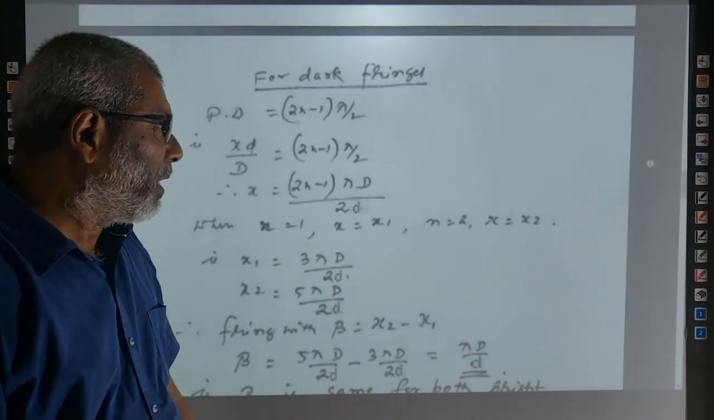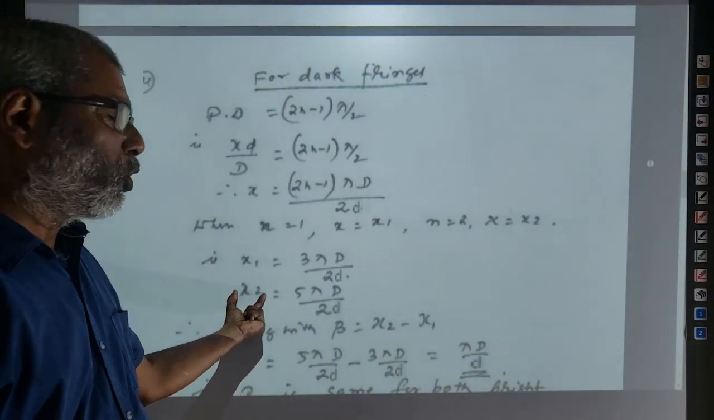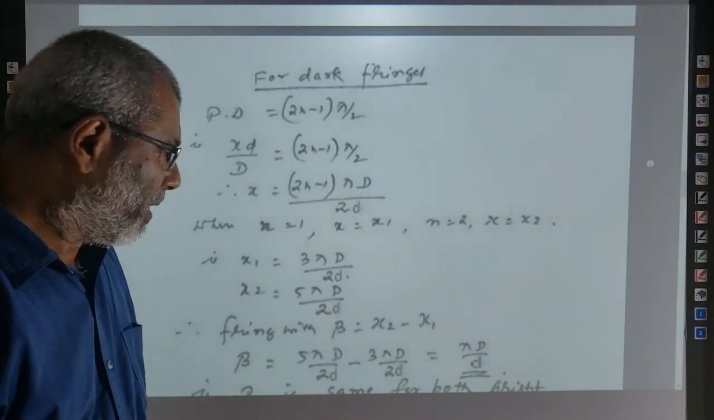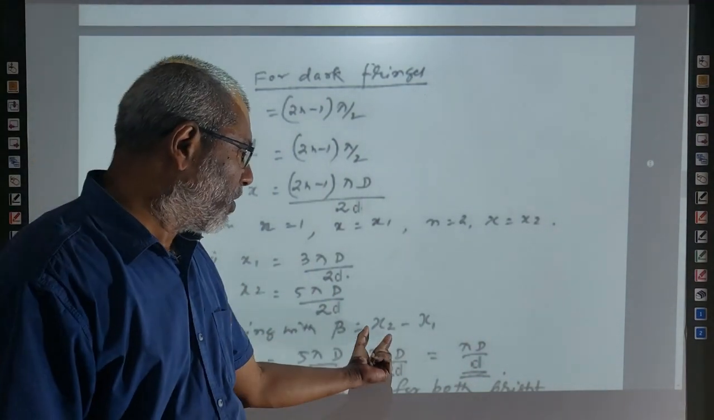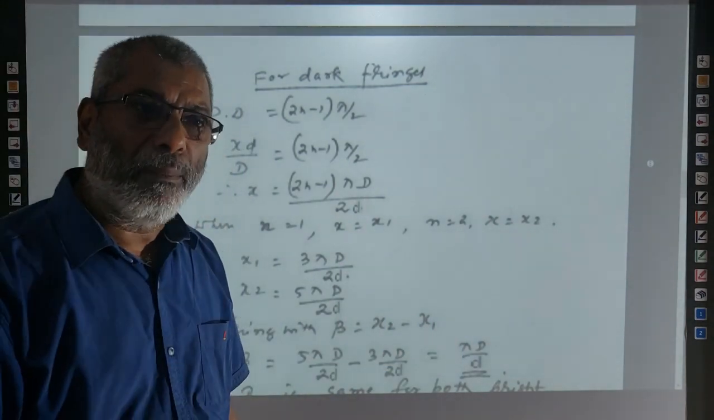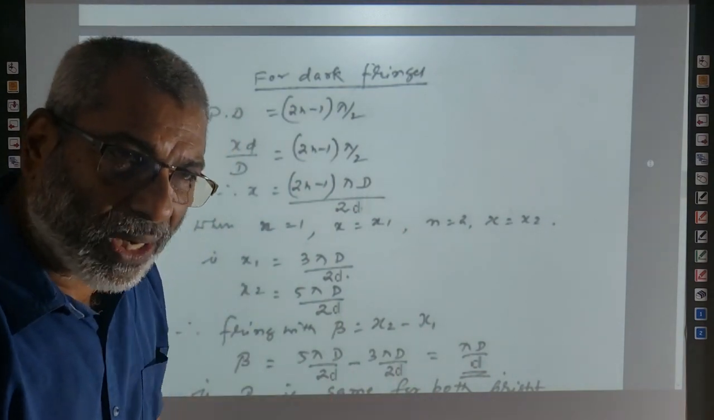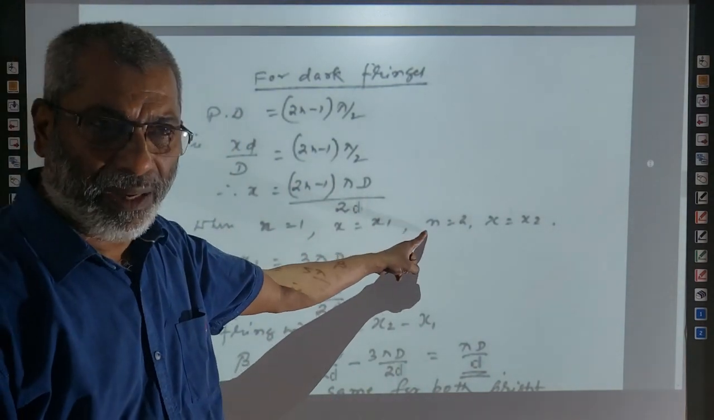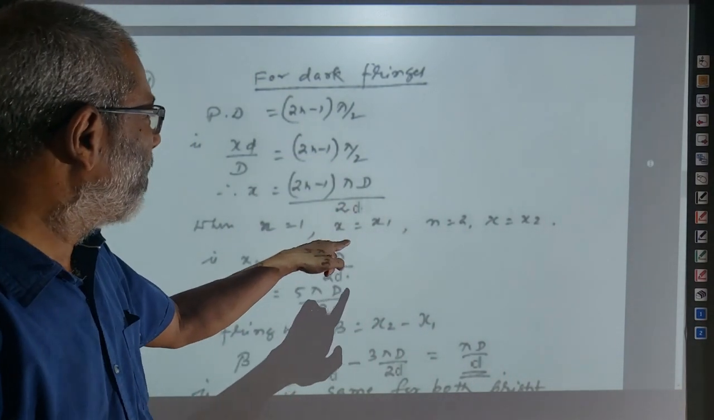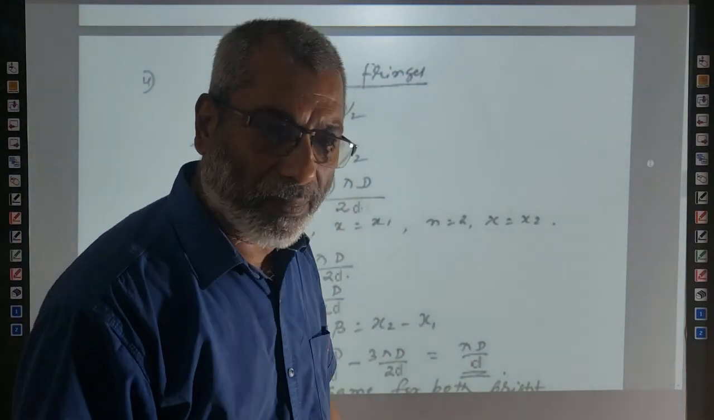Okay? If you take n equal to 2, then x2 will become 3 lambda capital D divided by 2d. Then beta is equal to x2 minus x1, which is 3 lambda capital D divided by 2d minus 1 lambda capital D divided by 2d. You will get the same result only, but we made this mistake. So in place of 1 I took 2, and in place of 2 I took 3. Please correct this mistake.